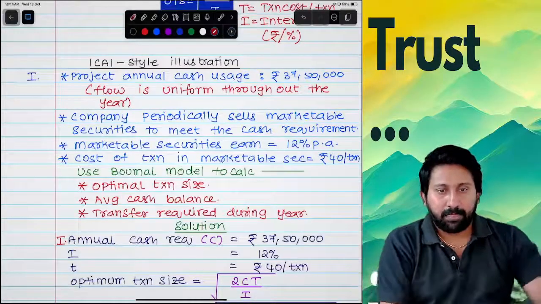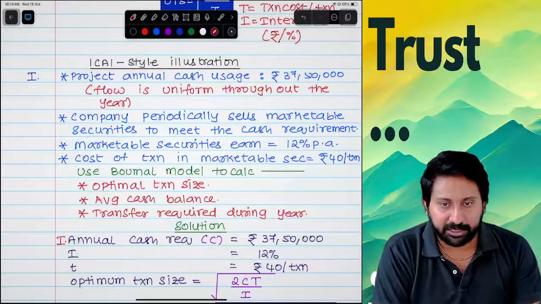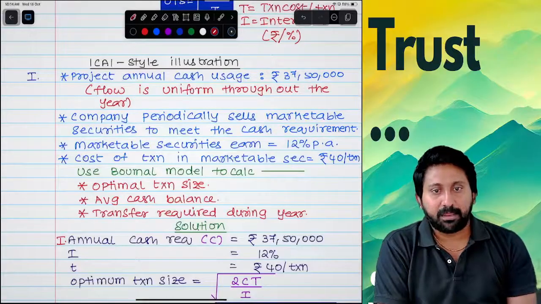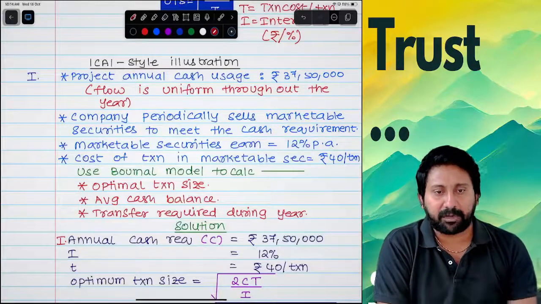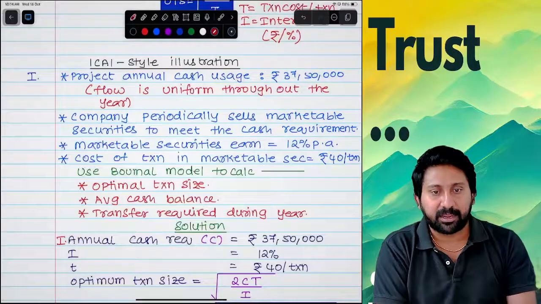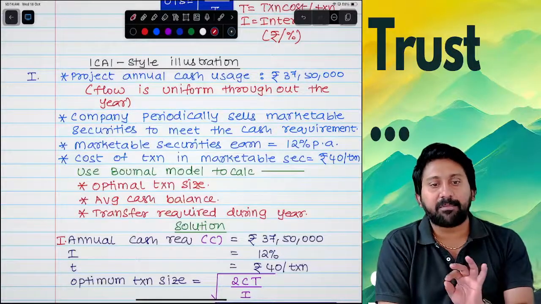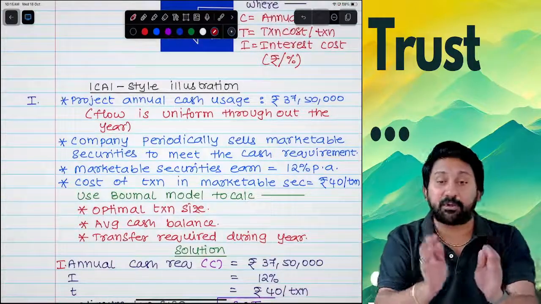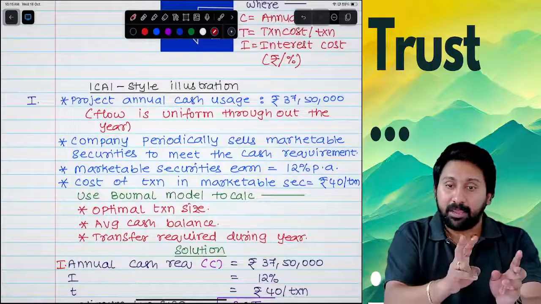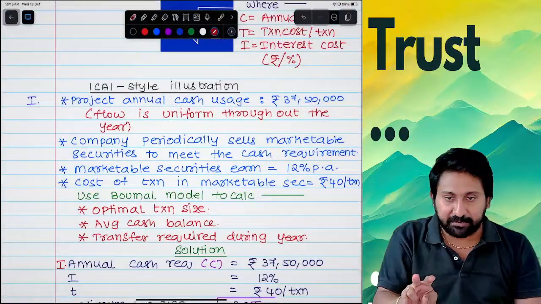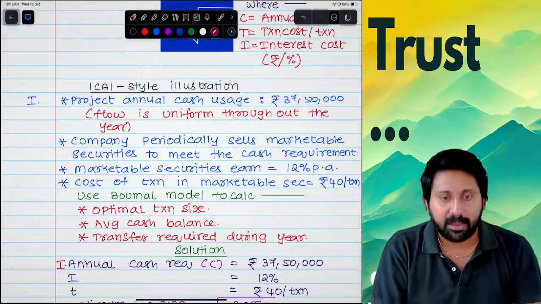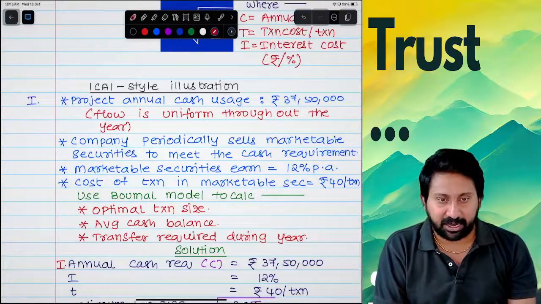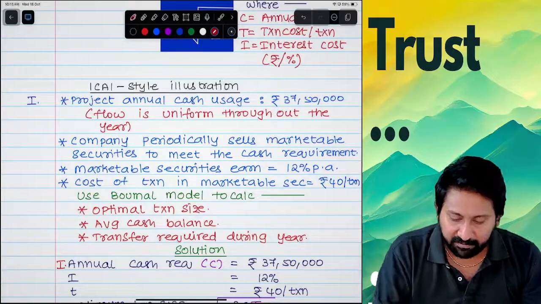So the company periodically sells marketable securities to meet the cash requirement. Marketable securities earn 12% per annum. Cost of transaction in marketable security is 40 per transaction. Using the Bowman model, calculate three things. Number one, optimal transaction size, meaning what is the cash amount, what is the marketable securities worth I need to sell every time in order to put the interest loss at minimum, transaction costs also at minimum. Then average cash balance, transfers required during the year, annual cash requirement.